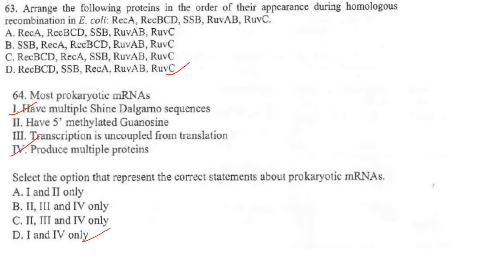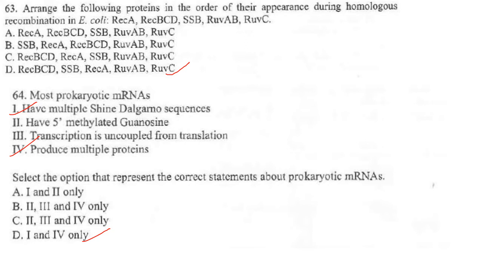Then arrange the following proteins in the order of their appearance during homologous recombination in E. coli: RecA, RecBCD, SSB, RuvAB, RuvC. So the arrangement is RecBCD, SSB, RecA, RuvAB, RuvC.